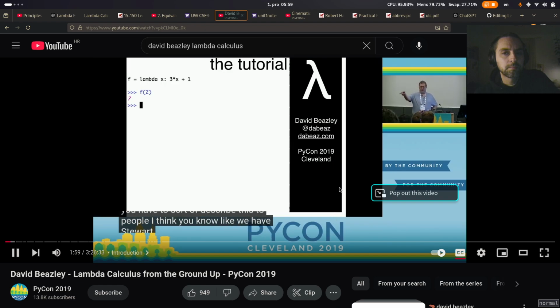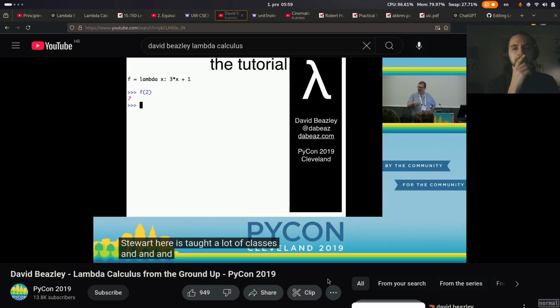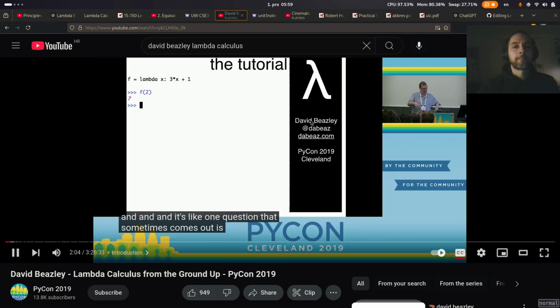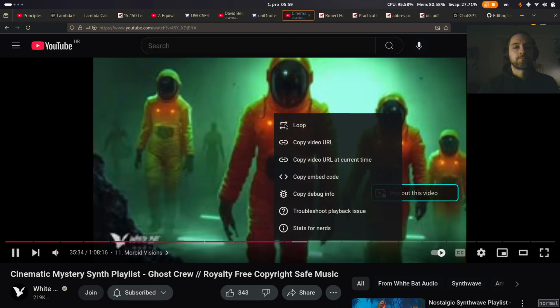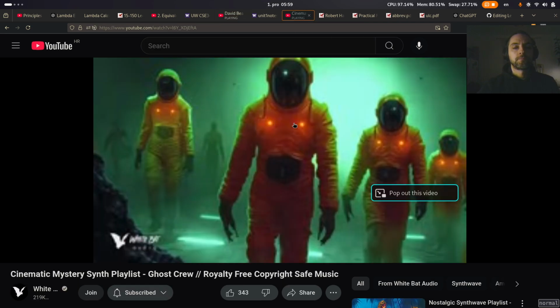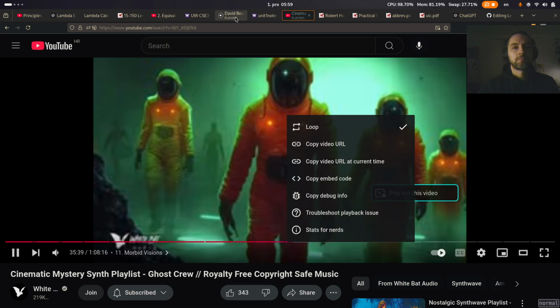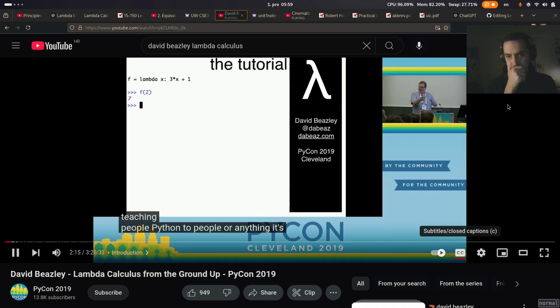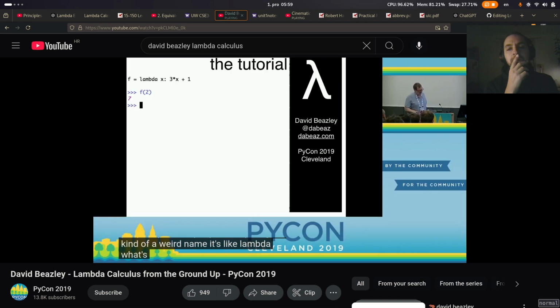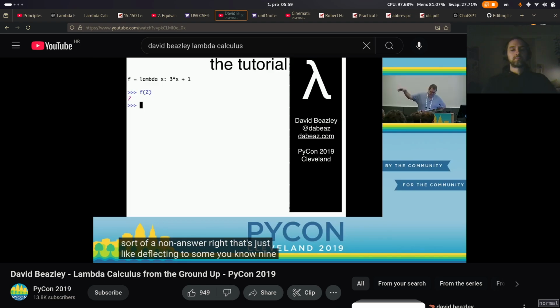We have Stuart here who's taught a lot of classes, and one question that sometimes comes out is, why is it called lambda? I don't know, does anybody encounter this either teaching Python to people or anything? I mean, it's kind of a weird name, right? It's like, lambda, what's that about? And then you start answering that. It's like, well, it's called lambda because everybody else calls it lambda, which is sort of a non-answer, right? That's just deflecting to some non-thing. And then people are going to ask, well, why does everybody else call it lambda? And then it's like, well, they called it lambda.